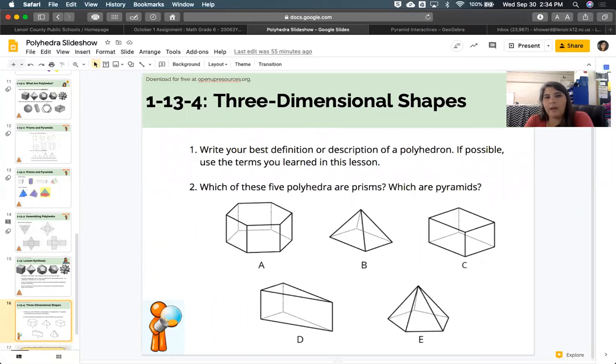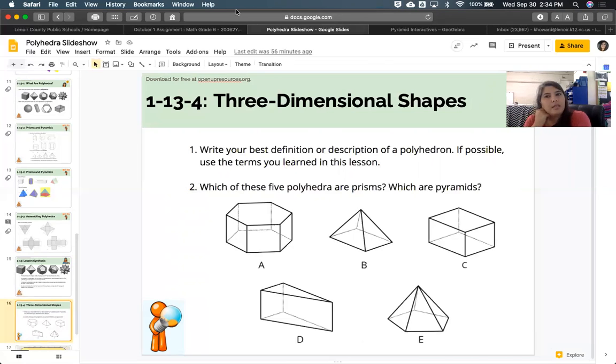So you need to think about your best definition or description of a polyhedron. You can use the terms that we've learned in the lesson, like base and edge and vertex. Looking at number 2, which of these 5 polyhedra are prisms and which are pyramids? So first, take a second and think about which shapes are prisms.